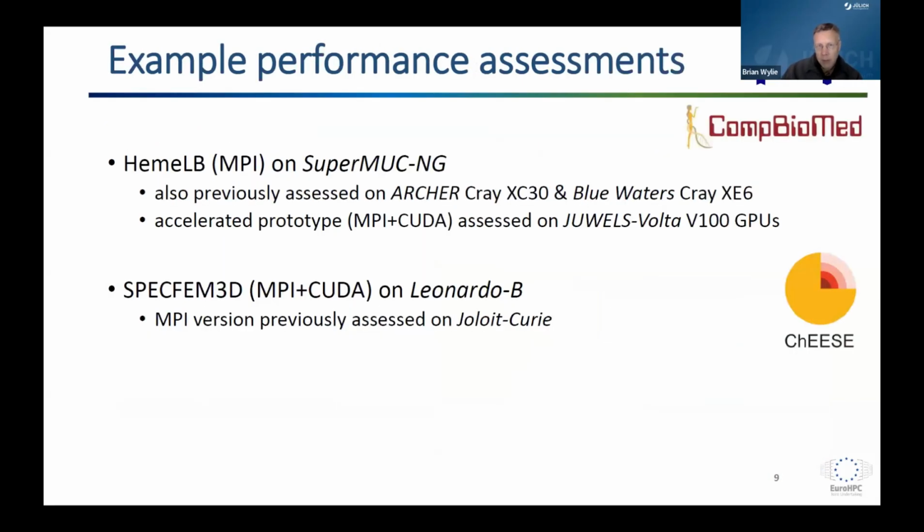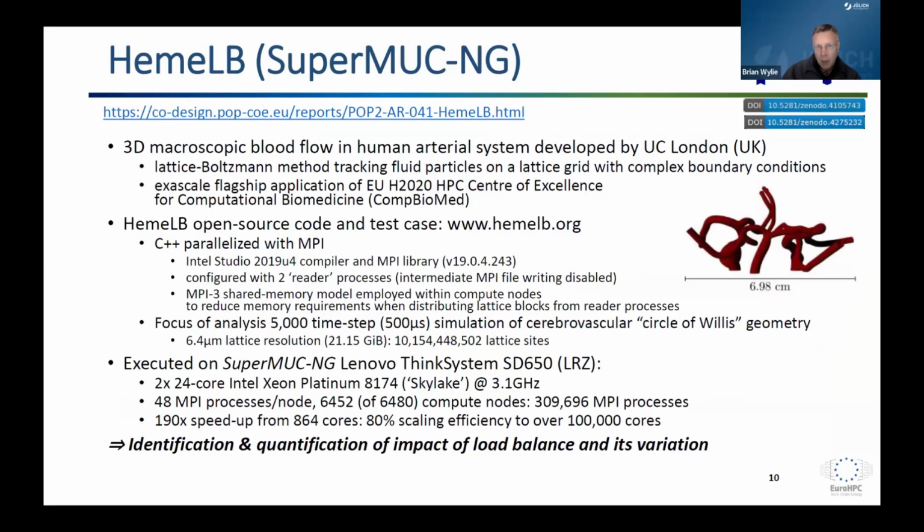So just let me start with a couple of examples. I'll start with an MPI one. The application I'll look at is called HemeLB. We had analyzed it on various systems, including the Blue Waters system, before looking at it on the SuperMUC-NG system. The simulation we were looking at was a simulation of the arterial system within the brain, known as the Circle of Willis. It's a C++ application that was parallelized with MPI, and we ran this for 5,000 time steps. So this was a 500 microsecond simulation of the blood flow in this complex geometry.